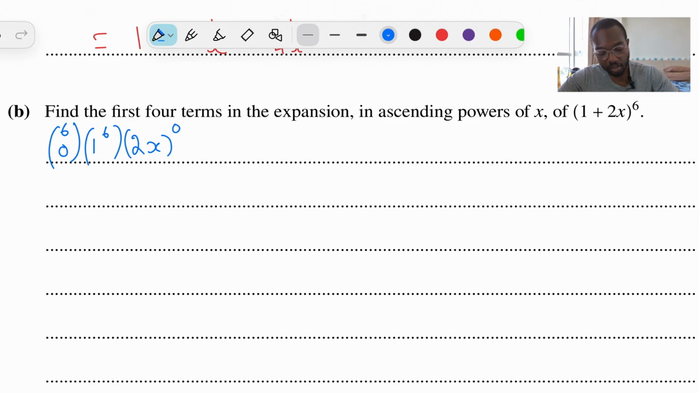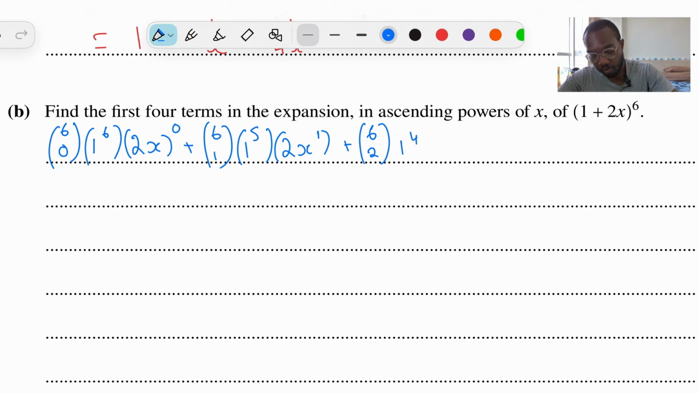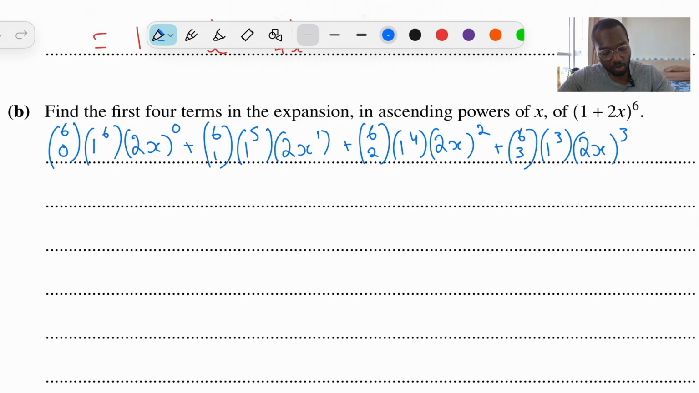And then for the second term, it's going to be 6 choose 1, and then that will be 1 to the 5, again, don't need to put it, but I'm going to do it anyway, and that'll be 2x to the 1, and then we have 6 choose 2, that will be 1 to the 4, and that will be 2x squared, and then the first four terms, so last one, we get 6 choose 3, and that'll be 1 to the 3, and then that'll be 2x to the power of 3.